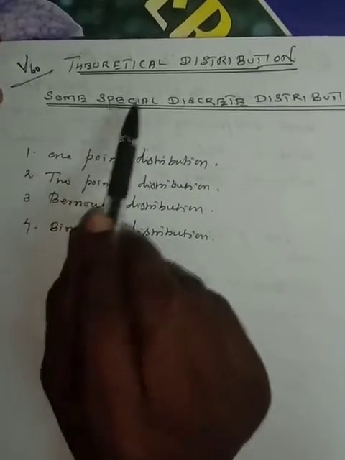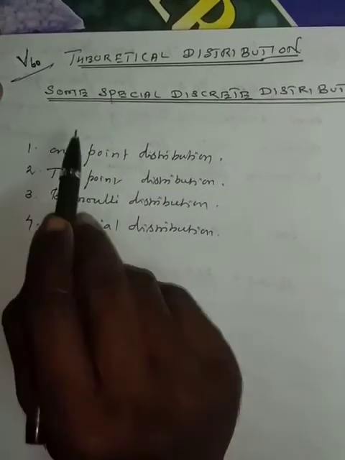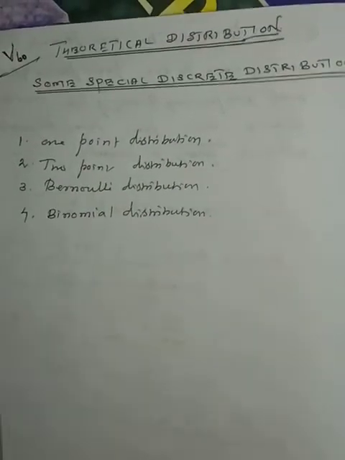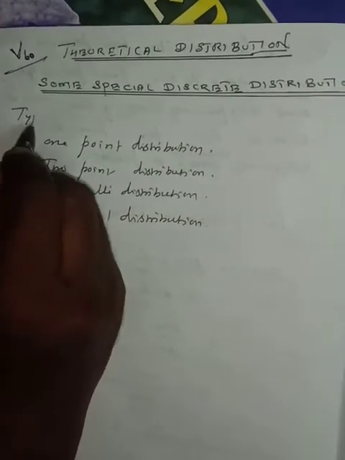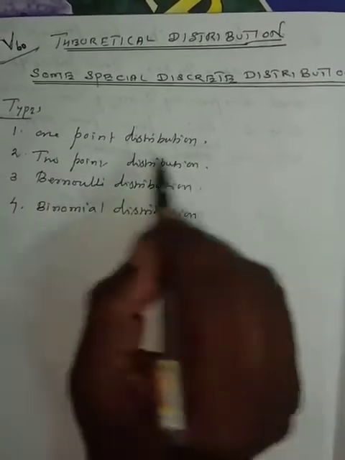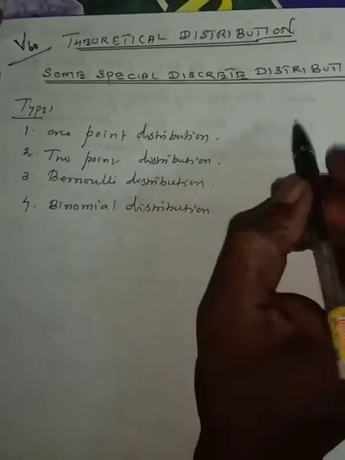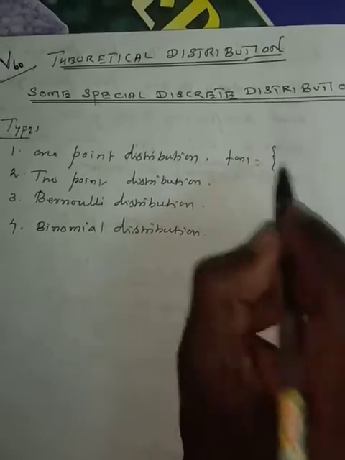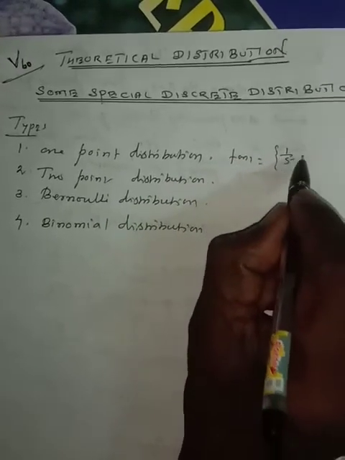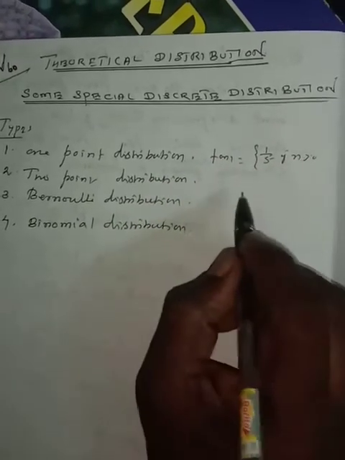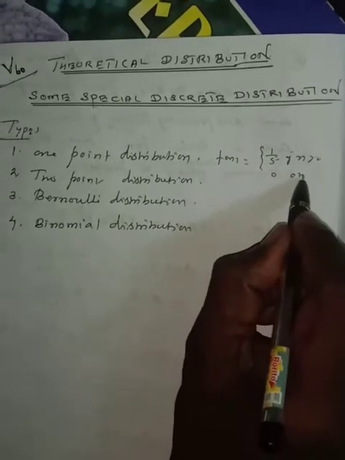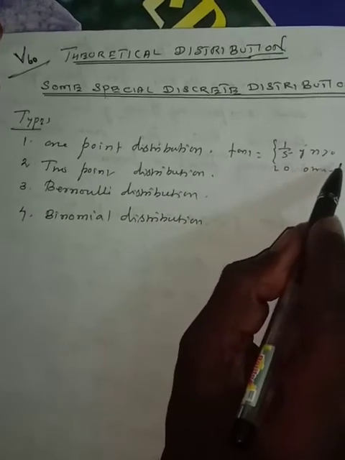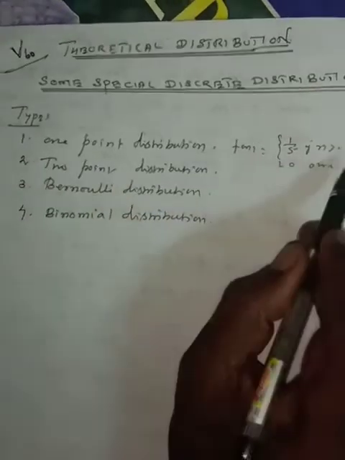Today's topic is theoretical distribution, some special discrete distributions. There are four types. One is one point distribution. One point means f of x equal to only one number, 1 by 5 if x is greater than 0, 0 otherwise. The functional value f of x equals 1 by 5 if x is greater than 0. This is one point distribution.